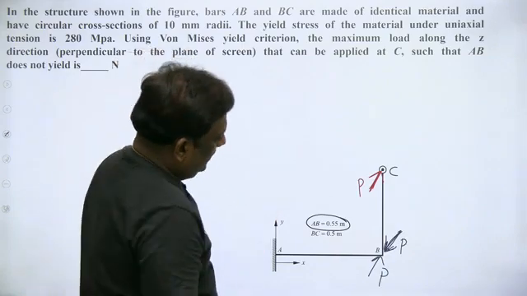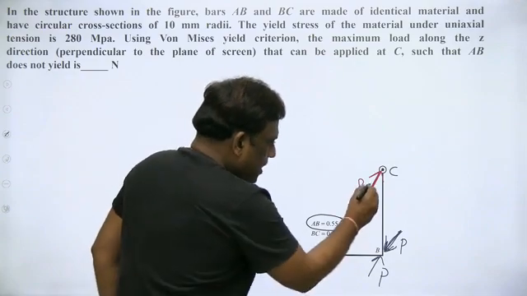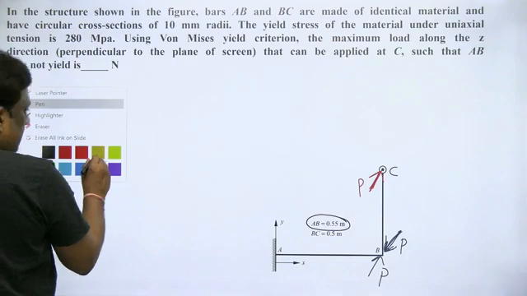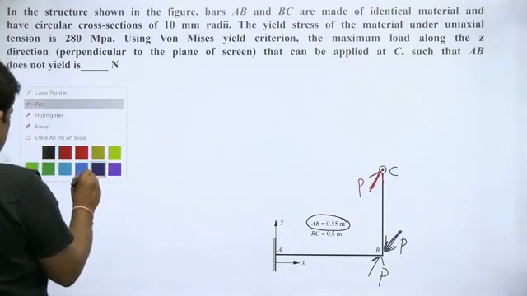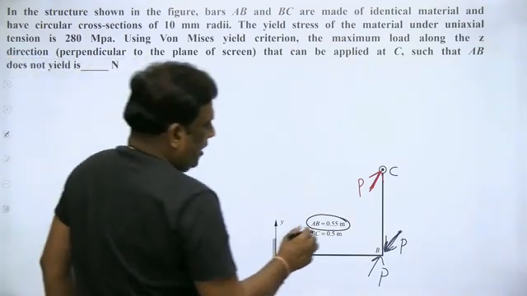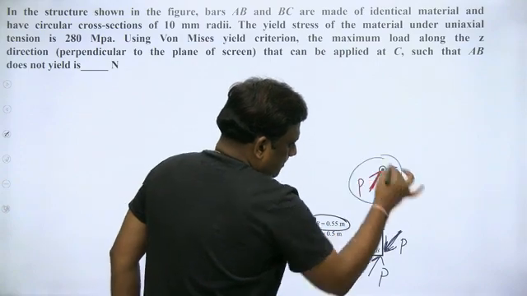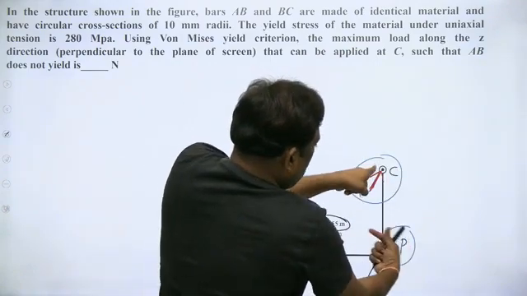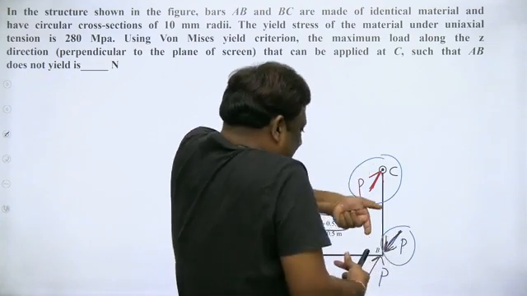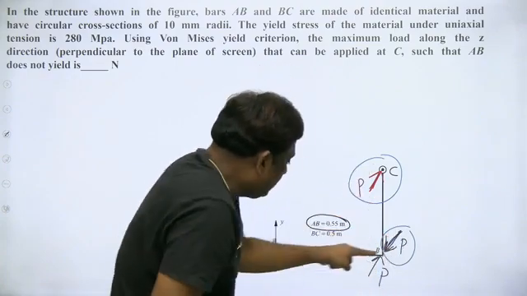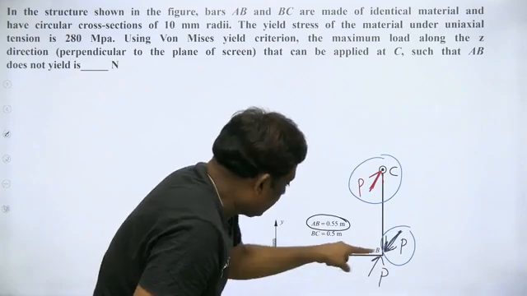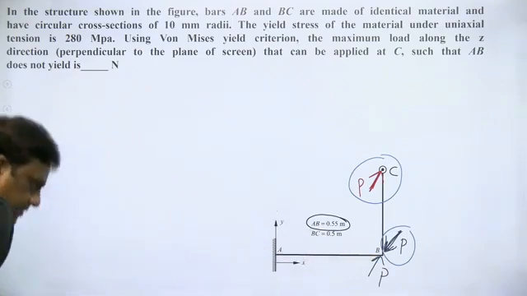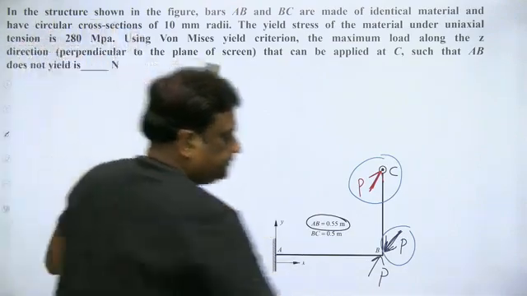And if you observe these two, I'll change the color again so that you can understand clearly. If you observe these two, this P and this P, one is inwards, one is outwards. So these two are creating torque in the cross section. It will create a couple in the cross section of this. Listen carefully. It's like this.